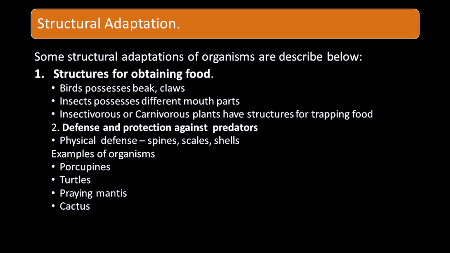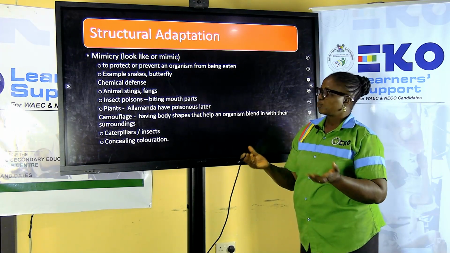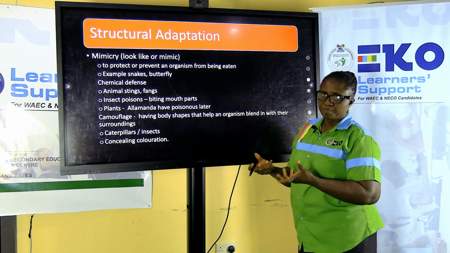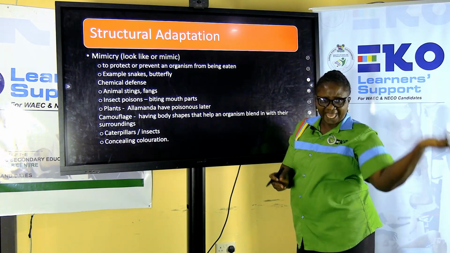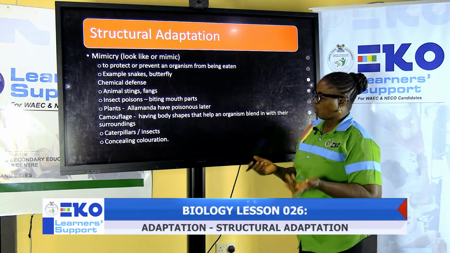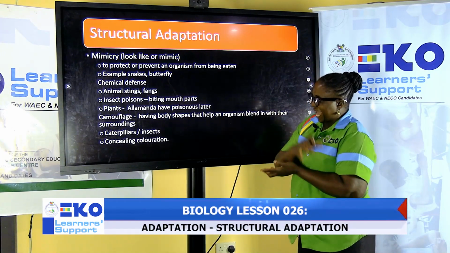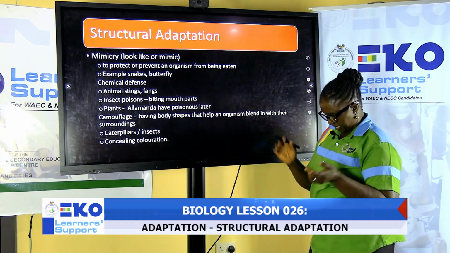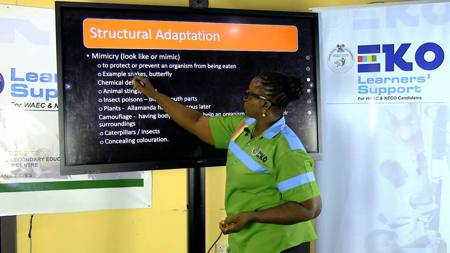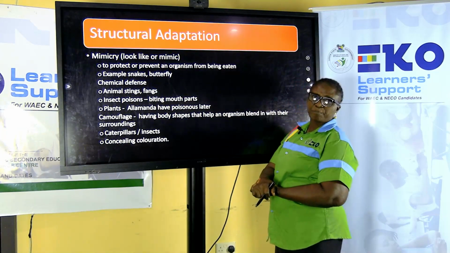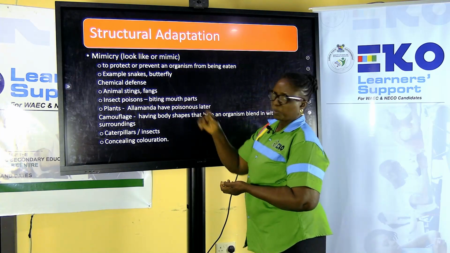Structural adaptation. We have some organisms whose own structures, or the way they are composed, enable them to mimic, to present their body in such a way that it looks like another organism, an animal, or they express themselves like a particular animal or plant, but it is not. What do they use this method for? To protect or prevent an organism from being eaten. Examples, we have it in snakes or butterfly.